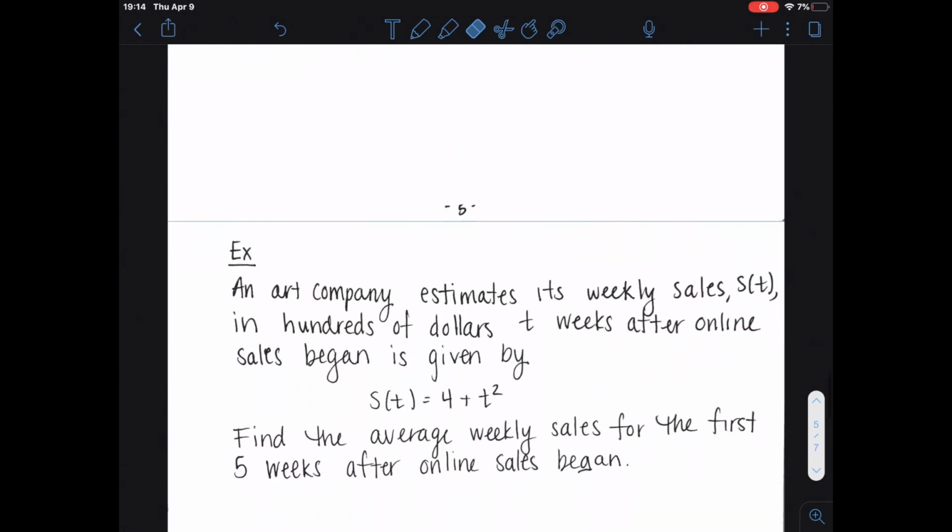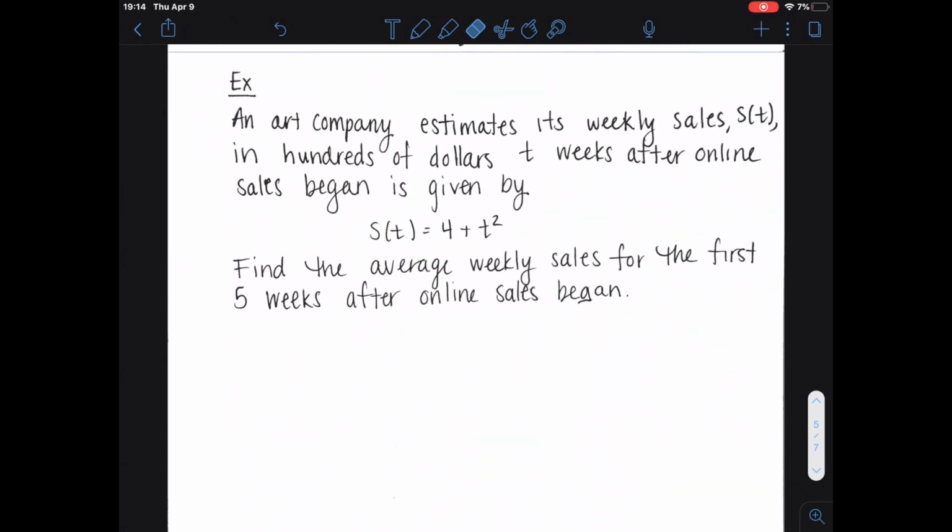So really the application for this comes in terms of companies and other realistic things. So if we have an art company that estimates its weekly sales in hundreds of dollars by some particular function, we're going to be concerned, what is my average sale going to be? So what is my average output for this function for the first 5 weeks after it began sales? So in that case, I want to find the average value of this function s. So we need to take the length of the interval, which in this case is the first 5 weeks. So I'm going from 0 to 5.